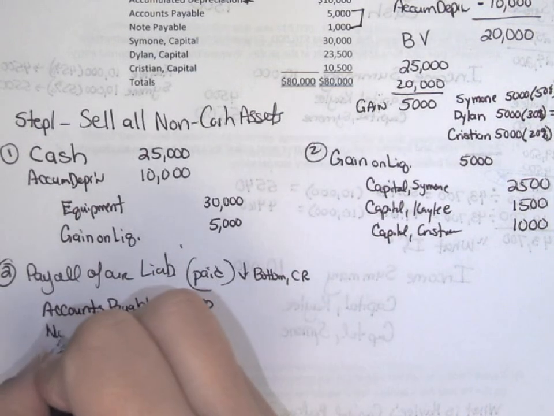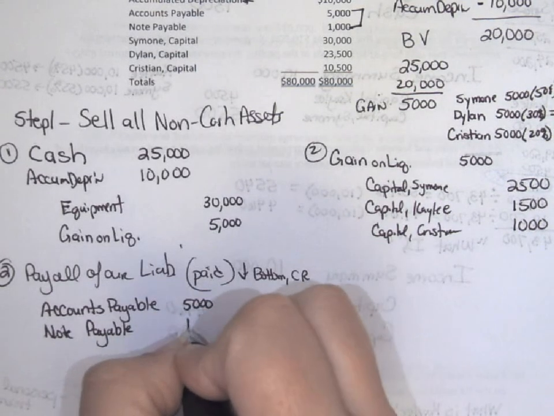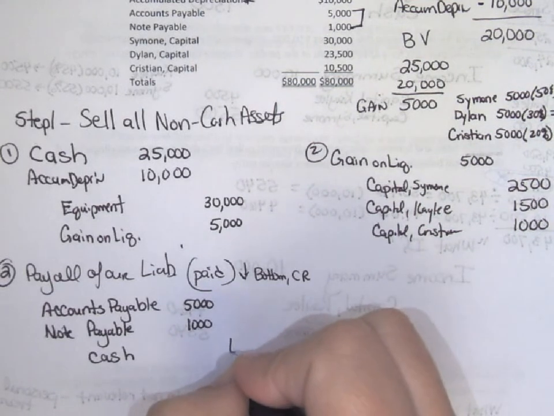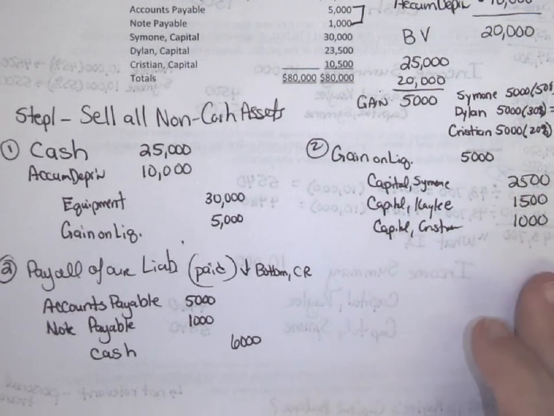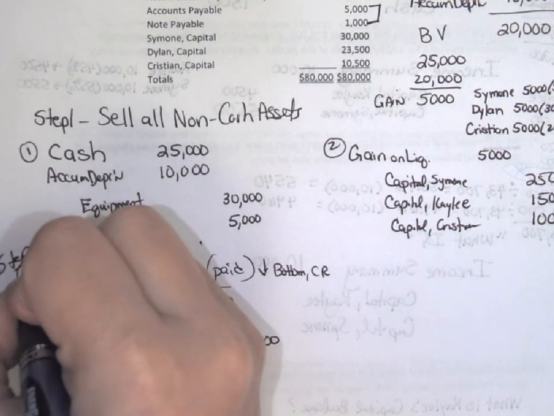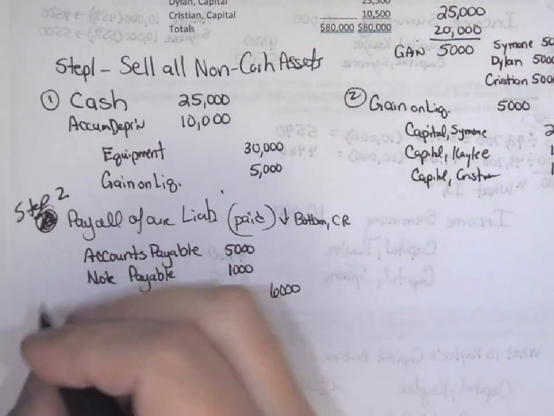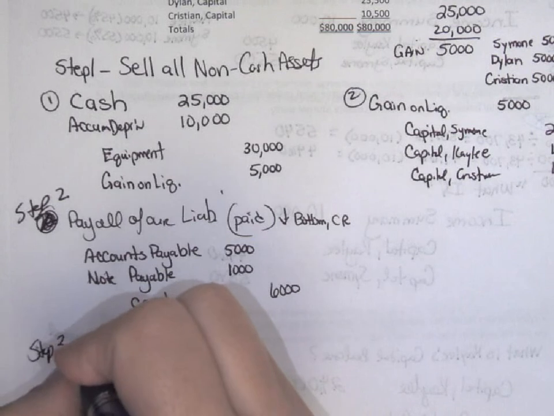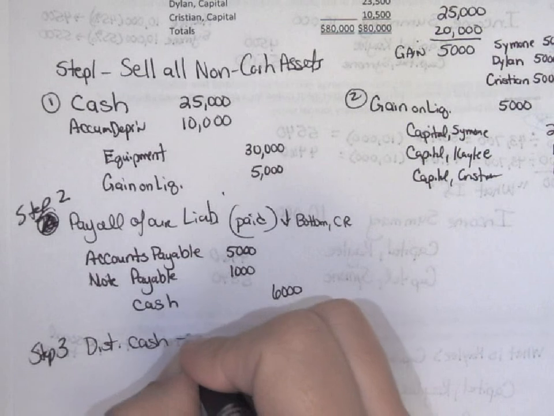I have a note payable still due, and that's $1,000, which means I'm going to be paying out cash in the amount of $6,000. That is going to be your step 2. Then we get to step 3. Step 3 looks at distributing that cash based on what's in our capital accounts.